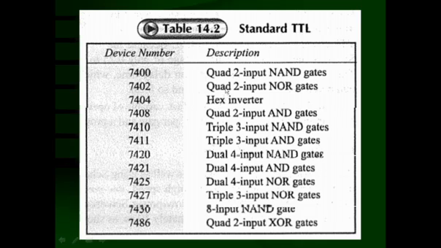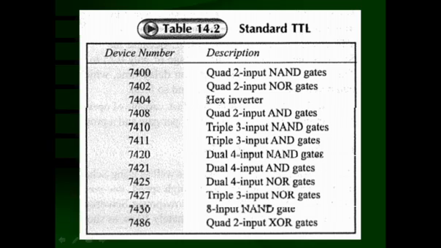7400 is a quad 2 input NAND gate. Quad means 4 gates are packed inside this IC. Each NAND gate has 2 inputs. 7402 again is quad, 4 NOR gates in a single package. Each has 2 inputs.